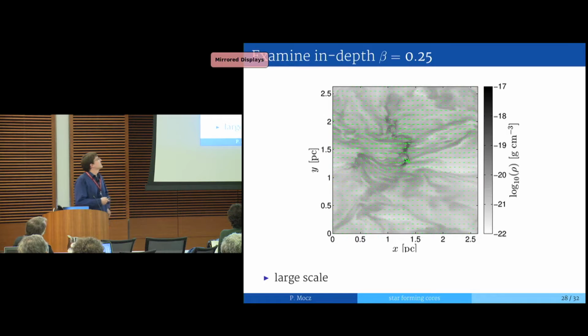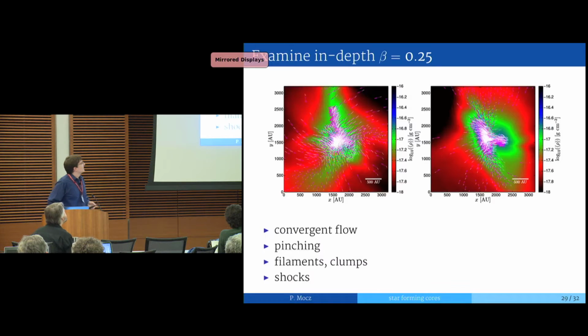So here I'll just show you one of the simulations where we follow the collapse down to 100 AU scales. This is a large scale box, and we can go down to these scales. The axes here are 3,000 AU on each side, and we see convergent flow. We see evidence of pinching of the magnetic field lines here and here. But we also see interesting morphological features: filaments, clumps, and shocks, and then we can predict the velocity components shown in the magenta arrows.